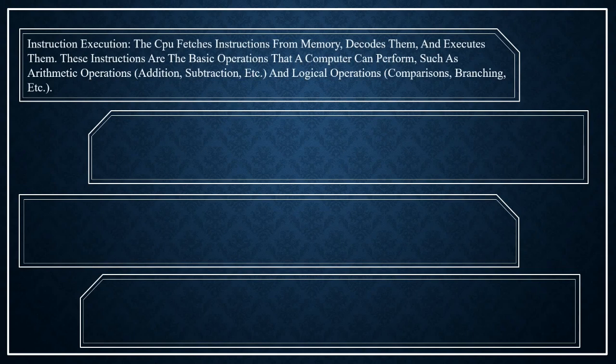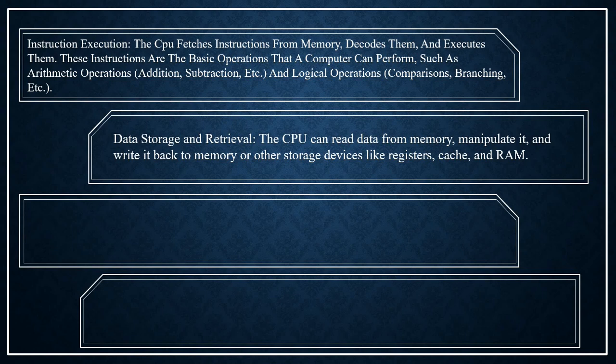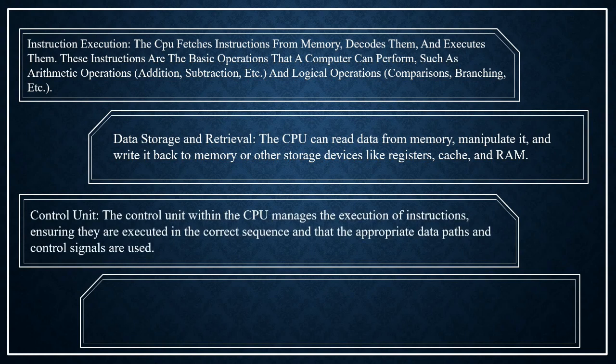Instruction execution. The CPU fetches instructions from memory, decodes them, and executes them. These instructions are the basic operations that a computer can perform, such as arithmetic operations like addition, subtraction, etc., and logical operations like comparisons, branching, etc. And then we got data storage and retrieval. The CPU can read data from memory, manipulate it, and write it back to memory or other storage devices like registers, cache, and RAM.